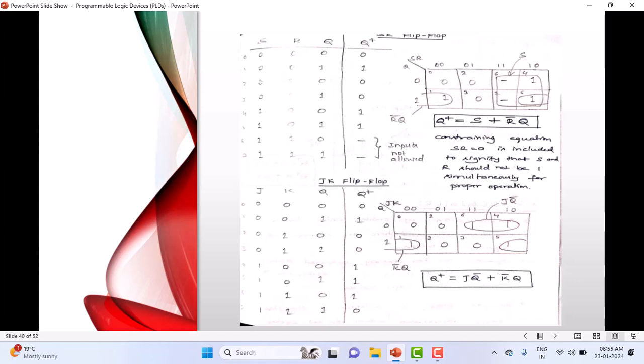Now, without my saying, can you develop it for D and T? We have just shown it for SR and JK. Can you write the state table without looking at the board? Can you write it for the D and T flip-flops? Just go ahead. Let me see how many of you can do that.